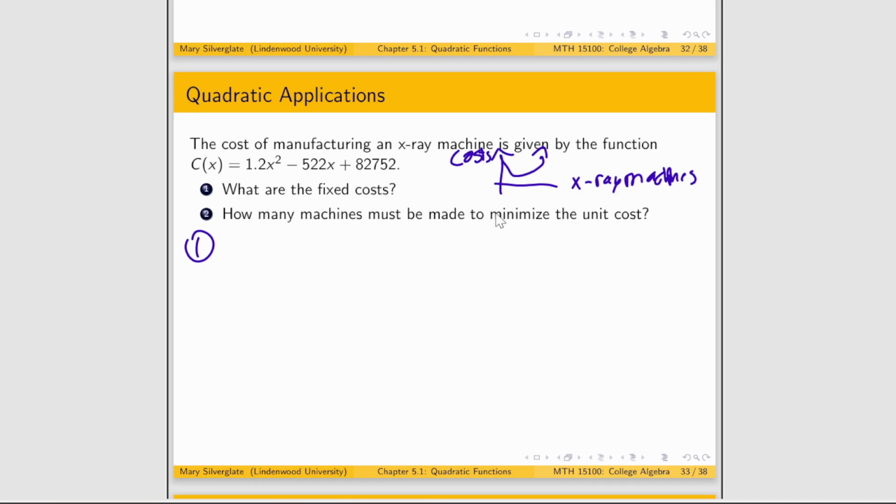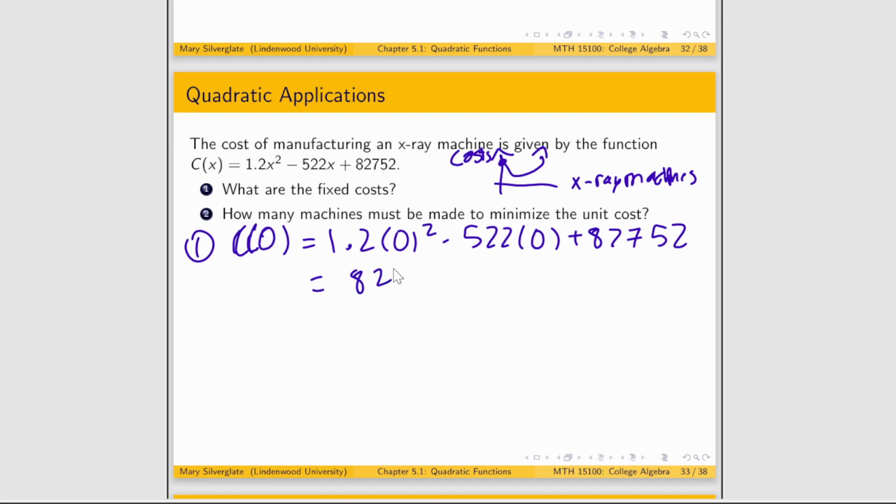So what do I know would be true when it's a fixed cost? Well, a fixed cost is asking when you haven't made any x-rays, how much do you still have to pay? Because you still have payroll, running the factory, etc. It's not just the cost of the materials. So this is a fancy way of asking us to find that y-intercept. So I'm going to plug in 0 for x, which may initially look complicated, but all these terms go to 0 and you're just left with that constant. So my fixed costs are 82,752.